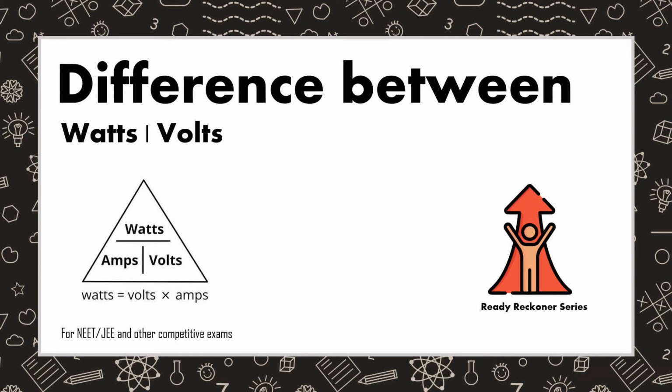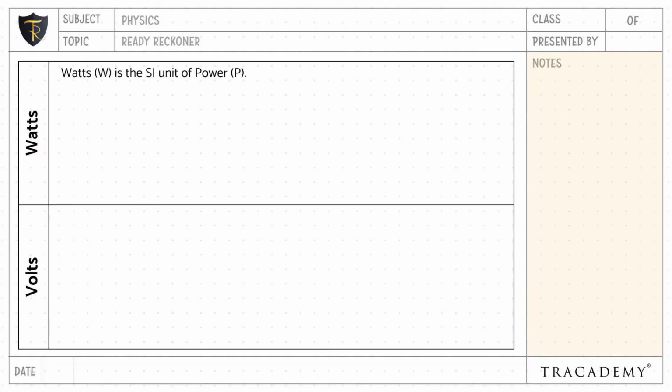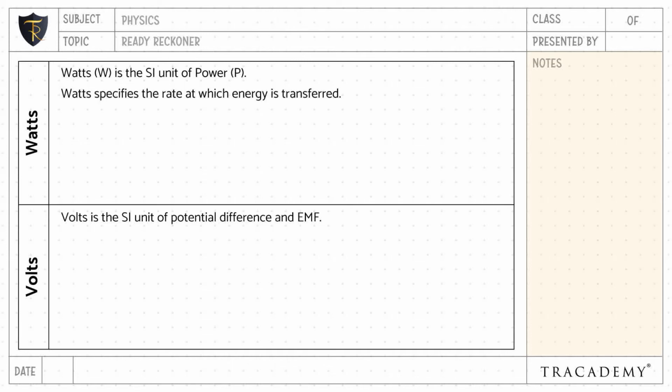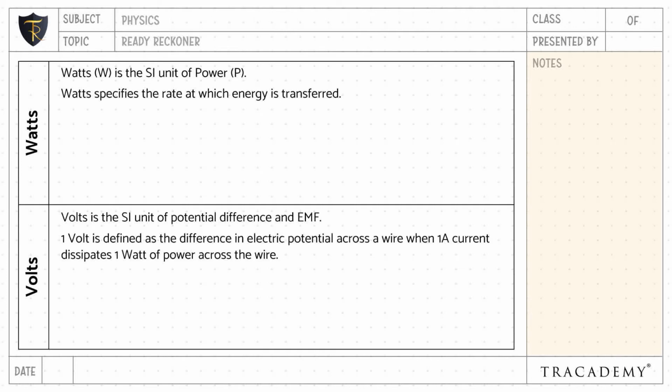In this video, let's understand the difference between watts and volts. Watt is the SI unit of power and volts is the SI unit of potential difference and EMF. Watt specifies the rate at which energy is transferred, whereas 1 volt is defined as the difference in electric potential across a wire when 1 ampere of current dissipates 1 watt of power across the wire.